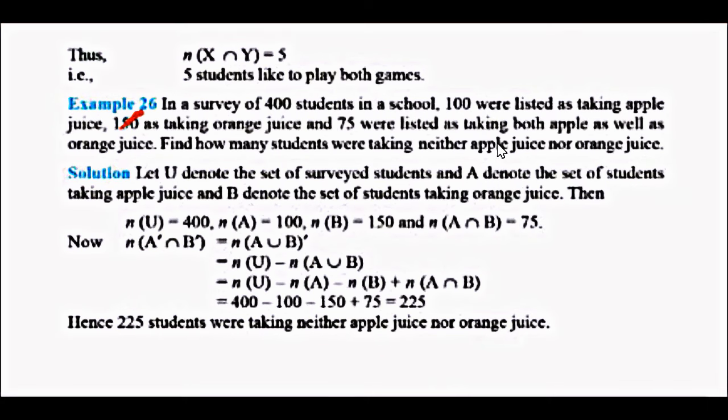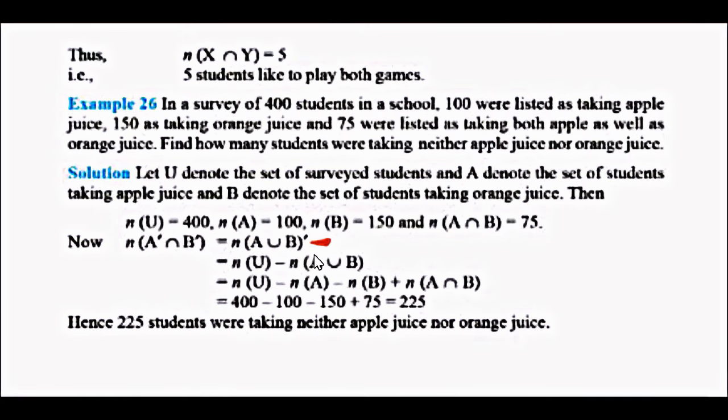And now we have to find out how many students are taking neither apple nor orange juice. So actually we have to find the intersection of A complement and B complement. This is what the question has been asked. So what we'll do is n(A complement intersection B complement) is nothing but n(A union B) complement. How did we reach this?